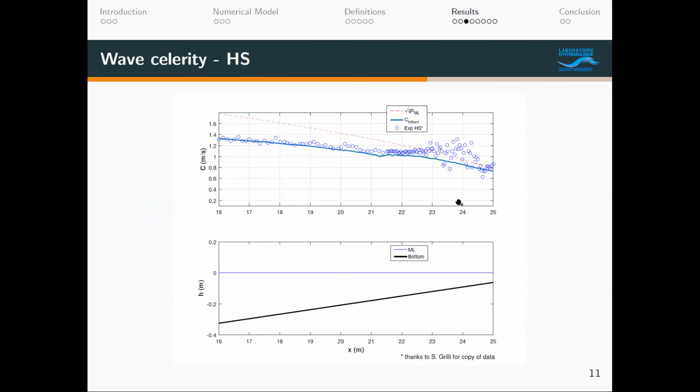And here we compare the wave celerity calculated with the partial Hilbert transform that we saw earlier for a strongly nonlinear test case from Hansen-Svendsen.